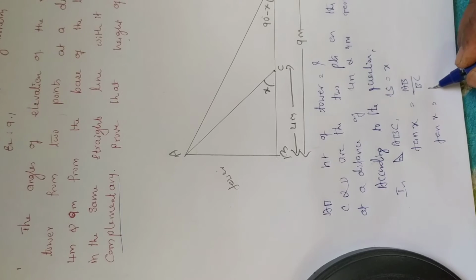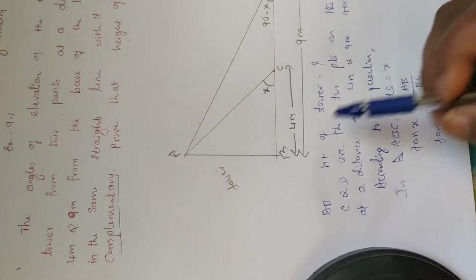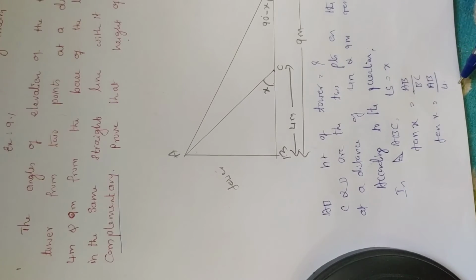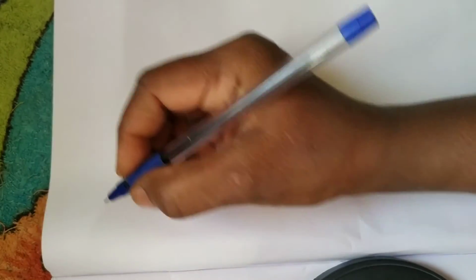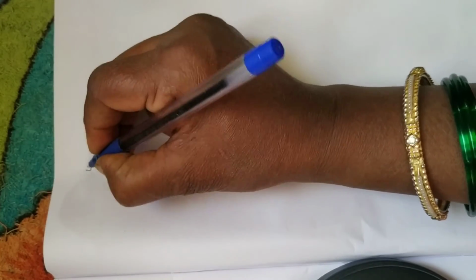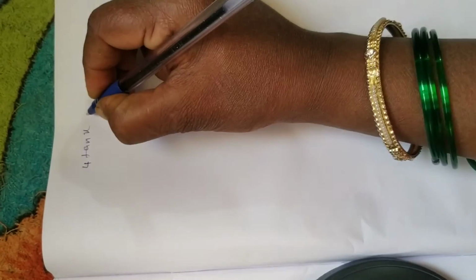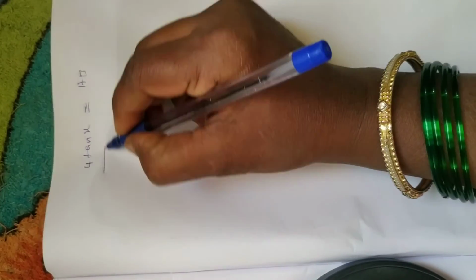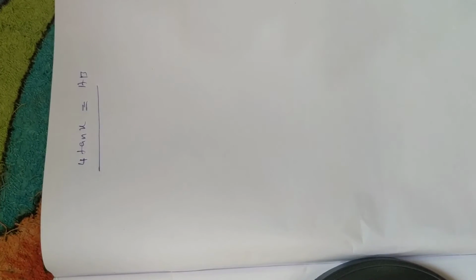Therefore, tan x is equal to AB divided by BC, which is 4 meter. Yes, AB divided by 4. Therefore, 4 tan x is equal to AB. So, this is one important statement.